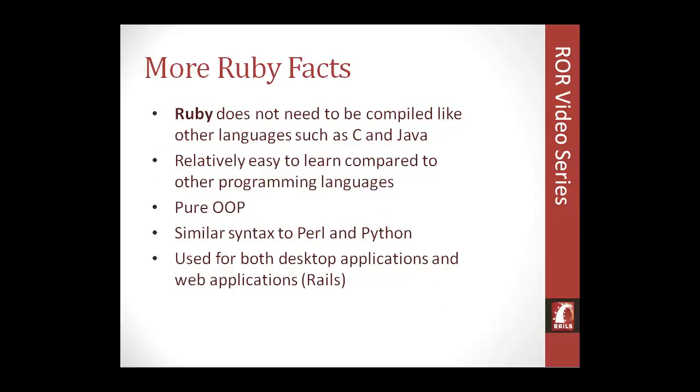So some other Ruby facts. Ruby doesn't need to be compiled like most other languages like C, C++, Java. Usually you'd have to have an IDE that would run them through a compiler, and we would use more resources. So Ruby doesn't have to be compiled. It's just read how it's written. So that's a really good plus to Ruby. It's relatively easy to learn.